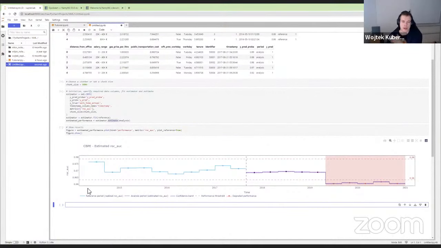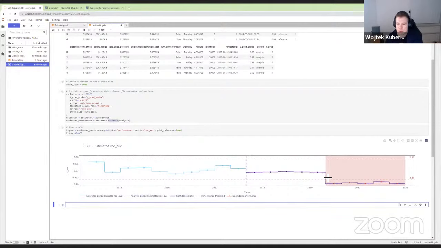And we see here that we have a very nice interactive visualization. We see per chunk what is the performance in terms of ROC AUC on our reference data set and our analysis data set. So you can hover over it to see what is the actual chunk, when did it happen, and what is the actual performance. And it happens in time.